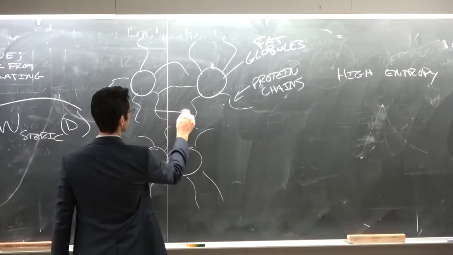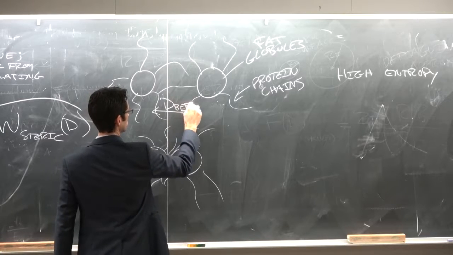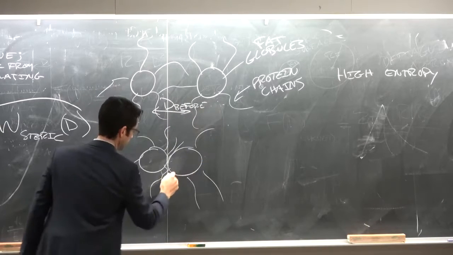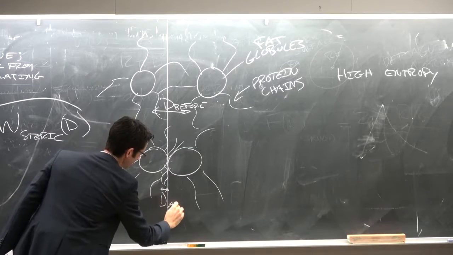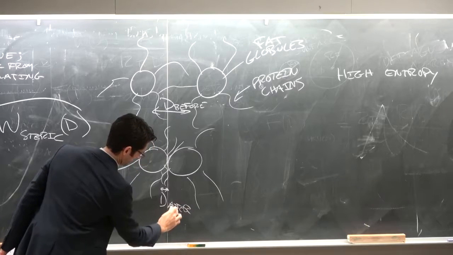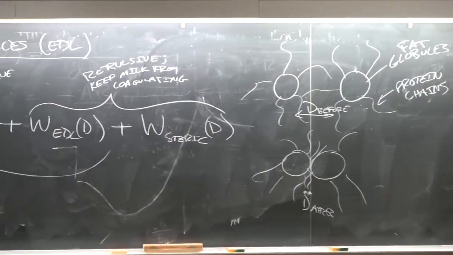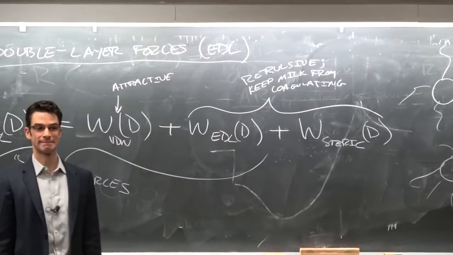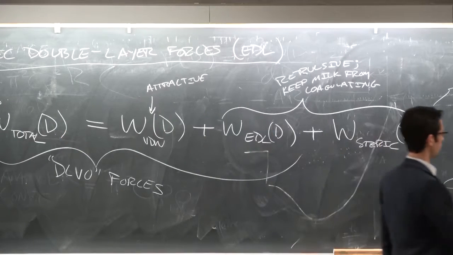So here we have D before, and then we have D after. What happened to the entropy of the polymer chains? It decreases. So low entropy.